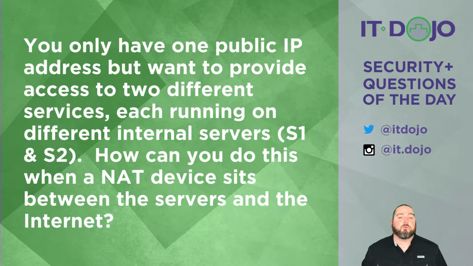First question today, coming at you from the world of address translation. The situation is this. You've got one public IP address, and you've got 2 servers on your internal network, and you want to provide access from the internet to services running on each of those 2 different servers. There's a network address translation device that sits in between the internet and these servers. How are you going to make it happen?